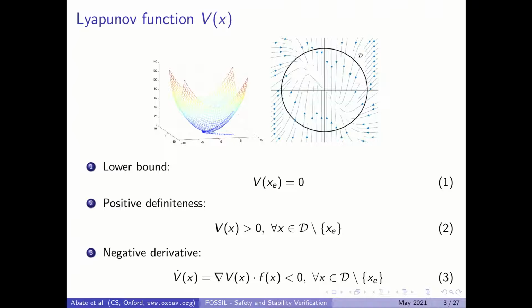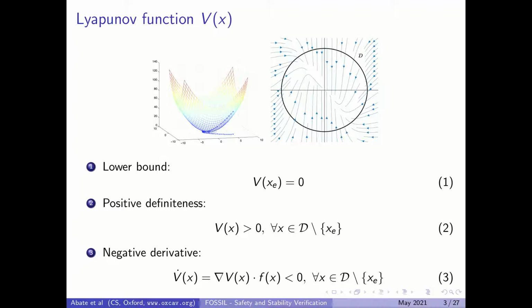To certify this stability, we can synthesize a Lyapunov function, which is a function of the state that must satisfy the following three properties. Firstly, it must be lower bounded at the equilibrium point. It needs to be positive everywhere else, i.e. the function has to be positive definite. And finally, we want the function to have a negative time derivative or negative Lie derivative. This derivative is easily calculated using the gradient of the function and the dynamics of the system coupled with the chain rule, and essentially ensures that the trajectories of the system converge towards 0.